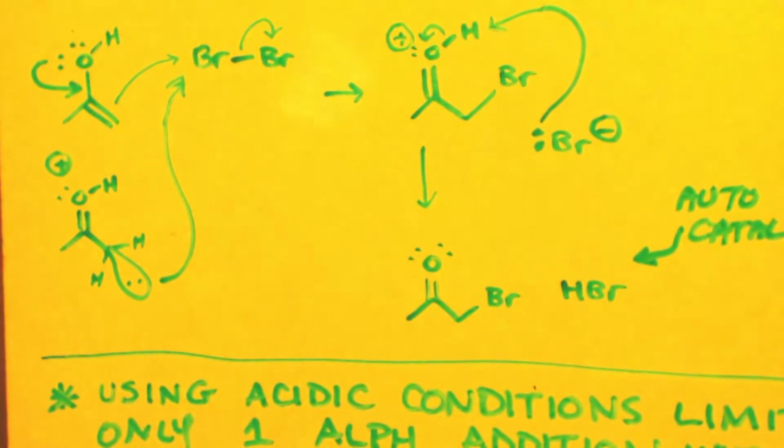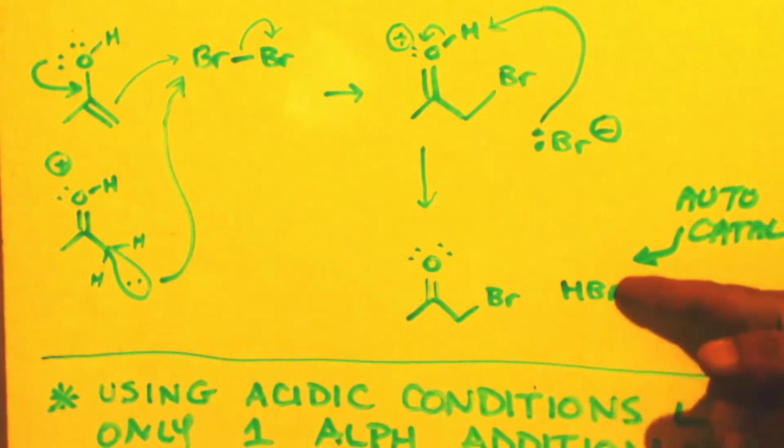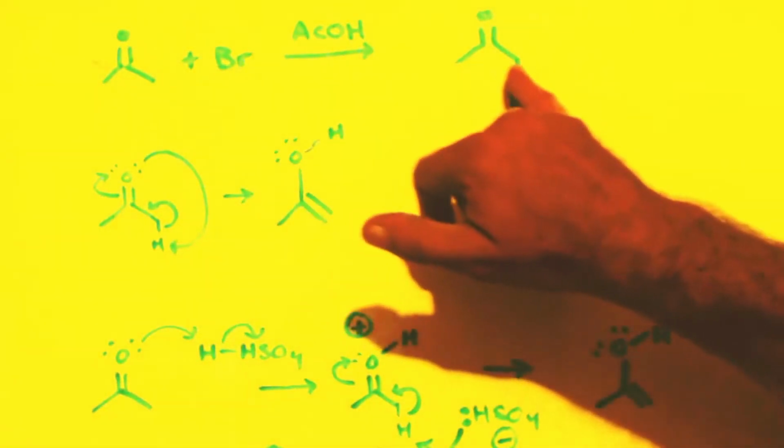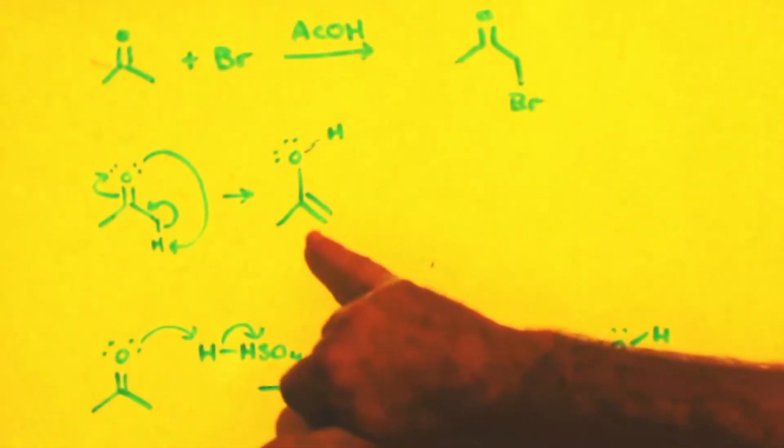You really don't need that much acid to catalyze this because you're actually making acid as the reaction progresses. Now you can see how it forms the bromoacetone. Here's the equation. Add the bromine up. Here's the enol.